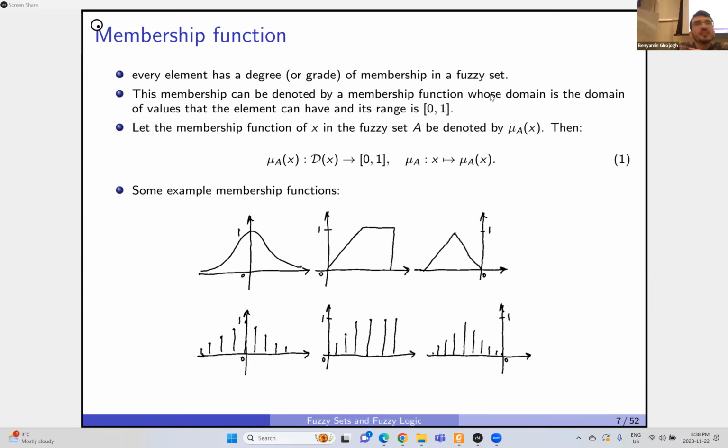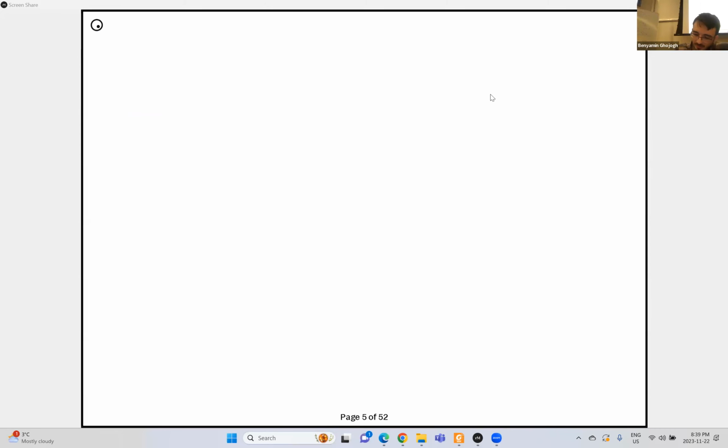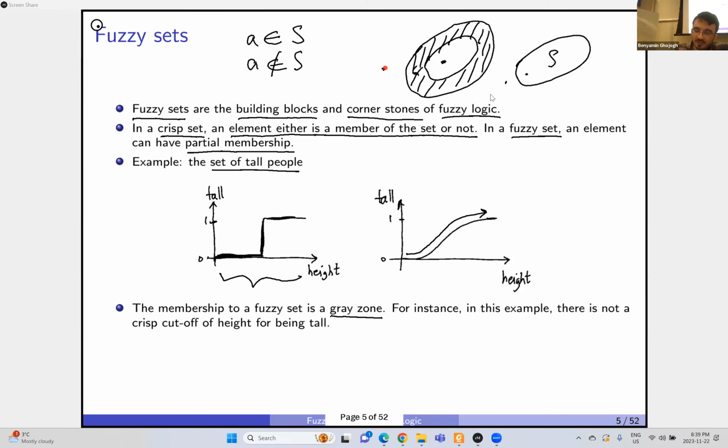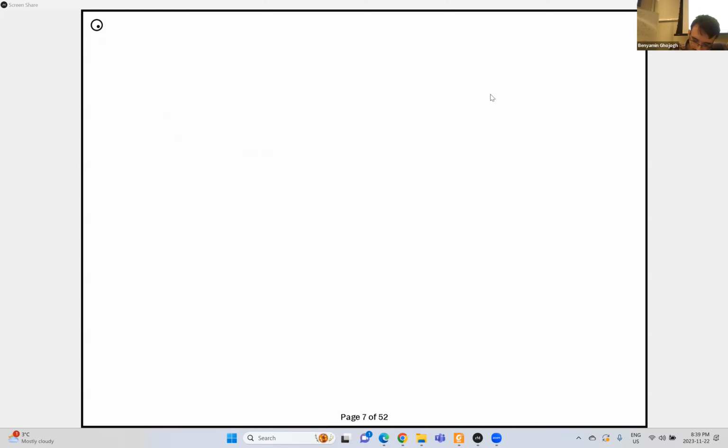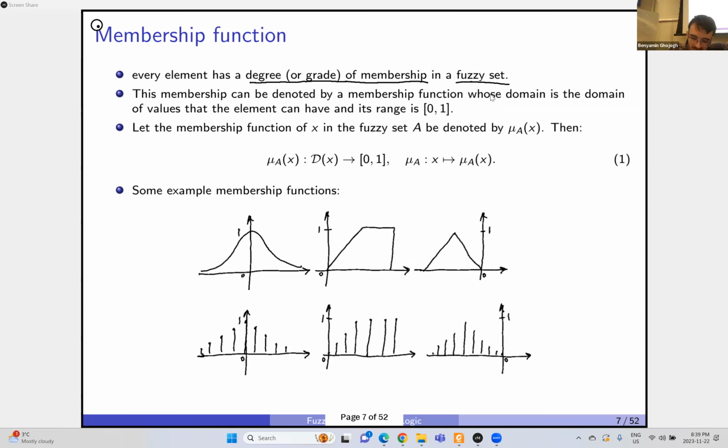Please interrupt me whenever you have any question. Every element has a degree or grade of membership in a fuzzy set. I told you an example. Here I'm 100% in the set. Here, 0% in the set. Here partial, maybe 30% or 70% in the set. So I have a grade of membership or degree of membership. This membership, of course, is between 0 and 1.